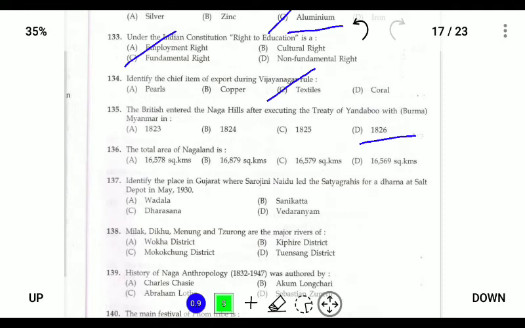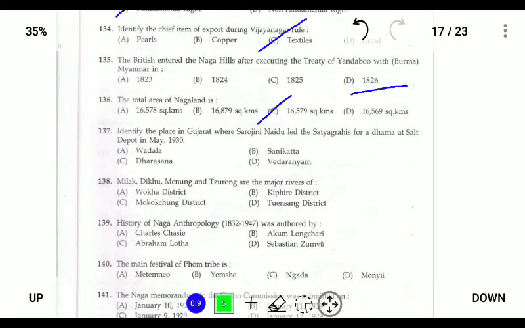Next, the total area of Nagaland is 16,579 square kilometer. This is a very important data. You should memorize this data.